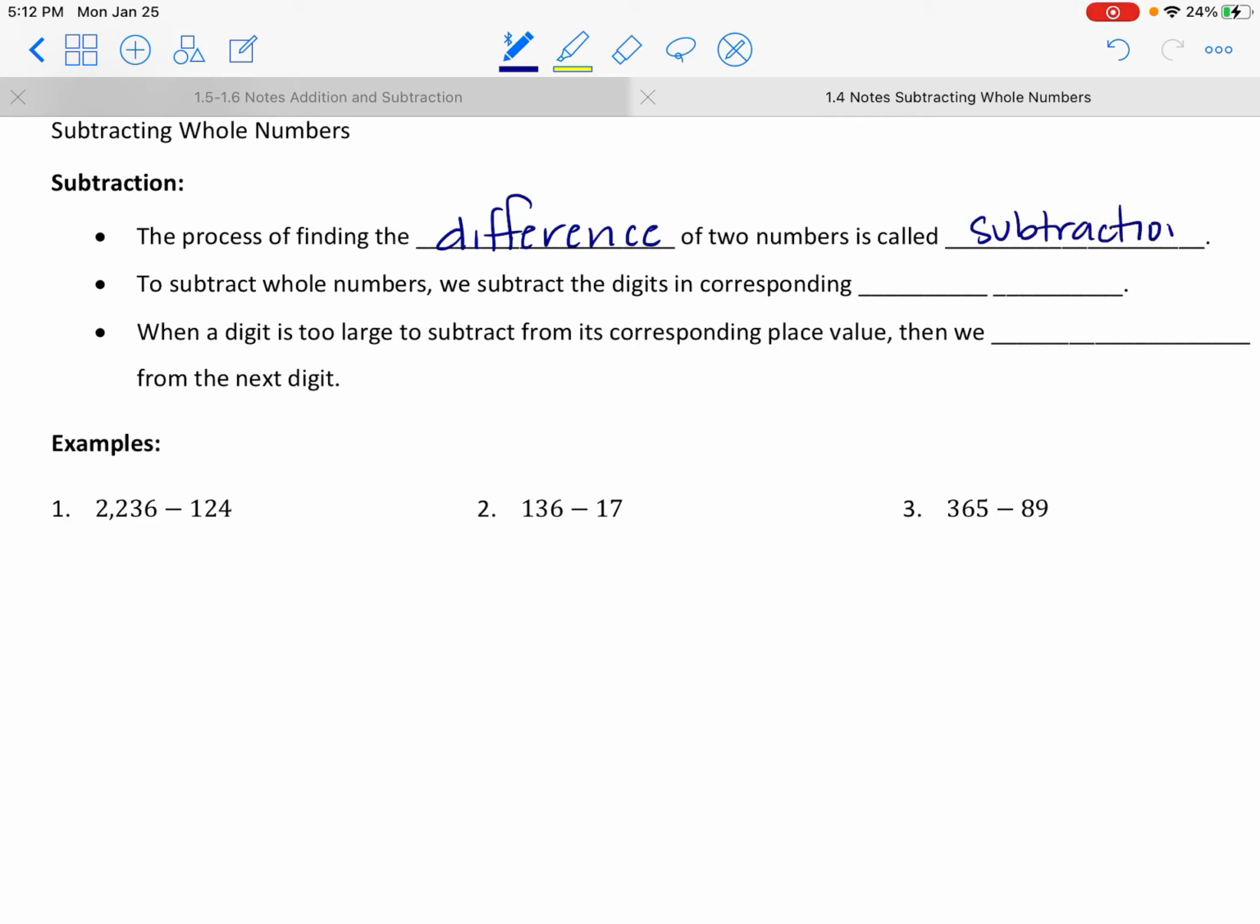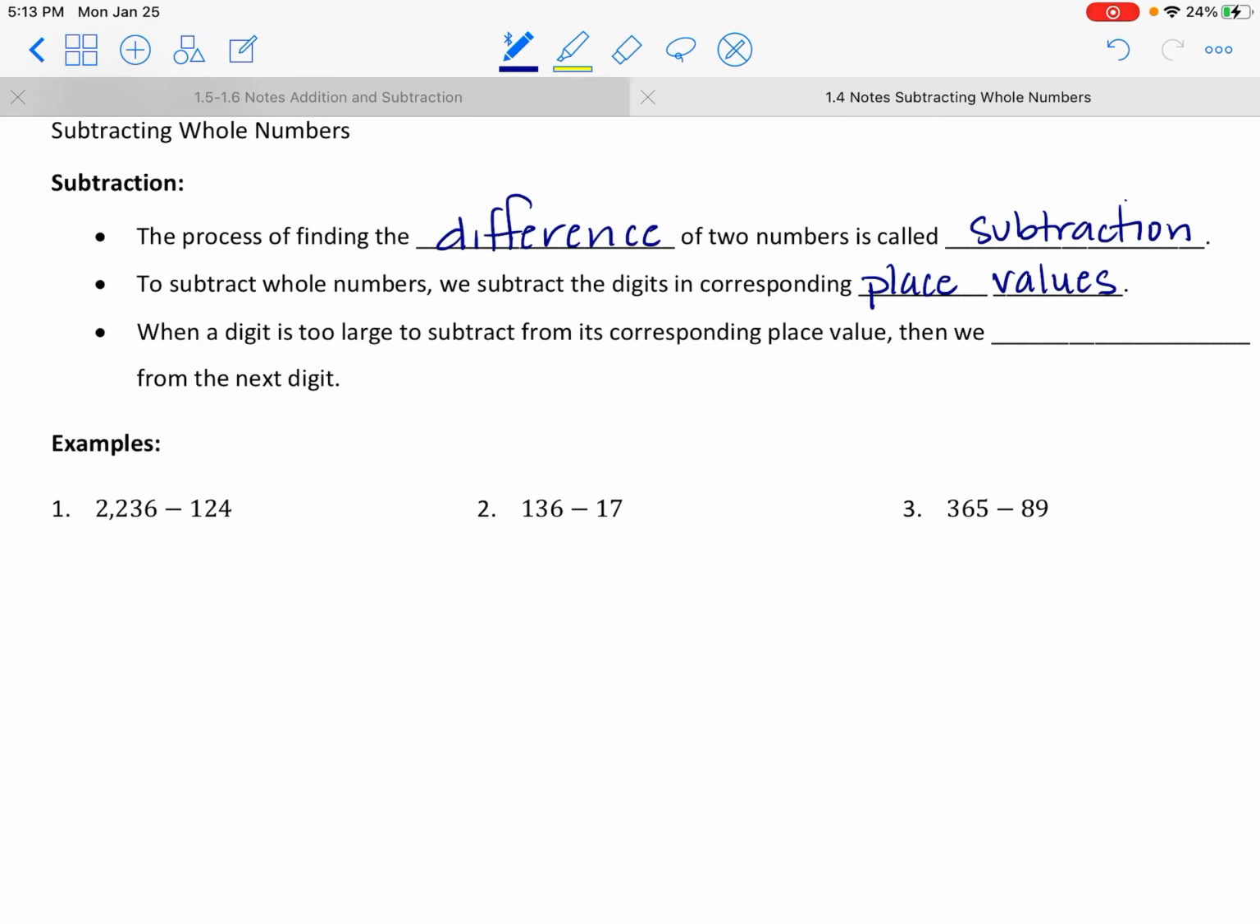To subtract whole numbers, much like adding whole numbers, we want to line up the digits in corresponding place values, and we will subtract those corresponding digits. When we're adding and we overflow, getting a two-digit number larger than 9 in one of our place values, then we carry to the next place value.